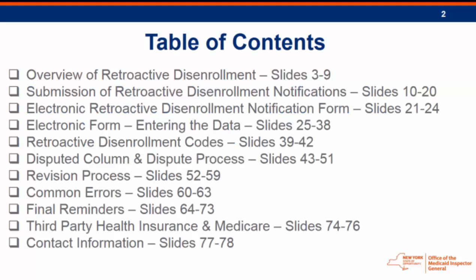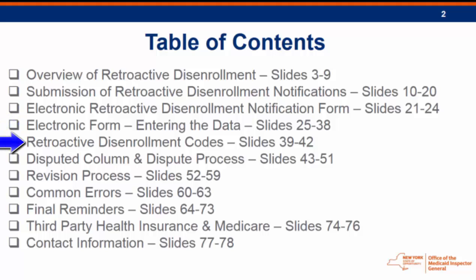Table of Contents. Overview of retroactive disenrollment, slides 3 through 9. This provides a brief overview of the retroactive disenrollment process. Submission of retroactive disenrollment notifications, slides 10 through 20. This describes the process for submitting retroactive disenrollment notifications. Electronic retroactive disenrollment notification form, slides 21 through 24. This provides a brief overview of the electronic form. Electronic form, entering the data, slides 25 through 38. This goes over entering data into the electronic form in detail.